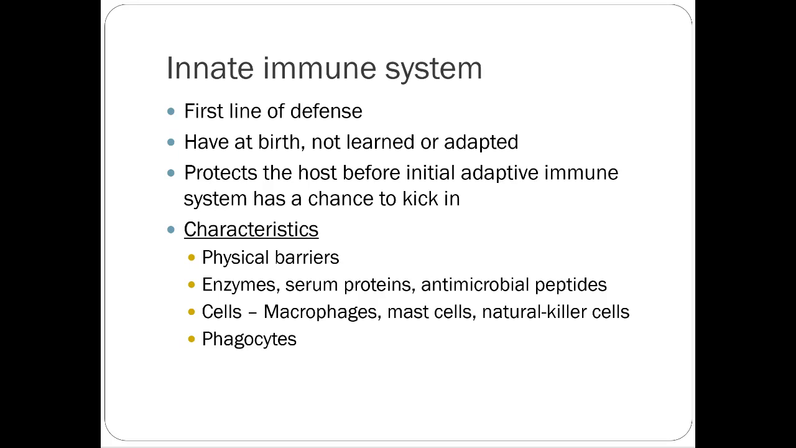Just to quickly review, I'm not going to spend a ton of time on this because you guys probably get this in other classes, and honestly, you've probably had this in a lot of your undergraduate work as well. But the innate immune system is our first line of defense. We have this at birth. We don't learn it. It protects us before our adaptive immunity has a chance to kick in. Anything from a physical barrier like your skin is part of the innate immune system. Things we have like enzymes, proteins, peptides that are antimicrobial naturally help us fend off certain infections. And we have cells like macrophages, mast cells, and natural killer cells, which do the same thing. So those don't need to learn any type of antigen to be effective at killing it again.